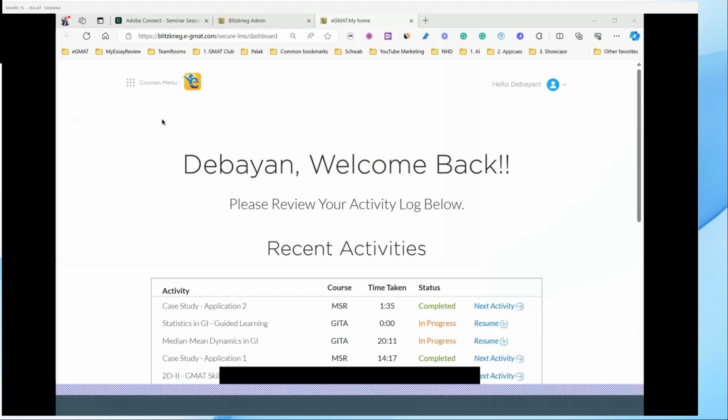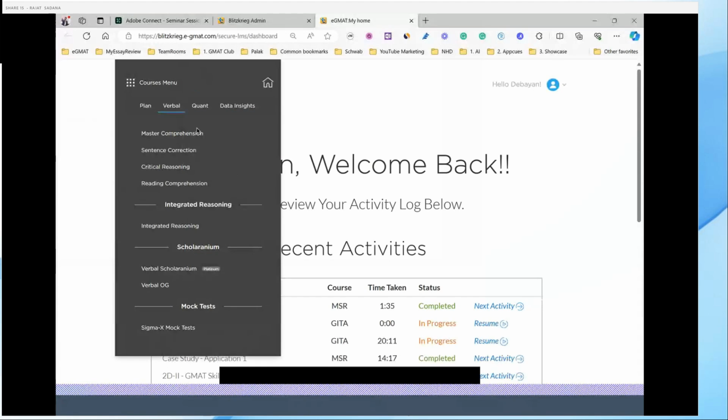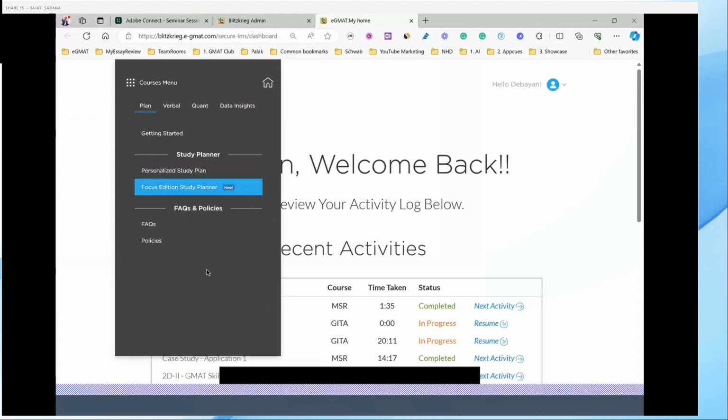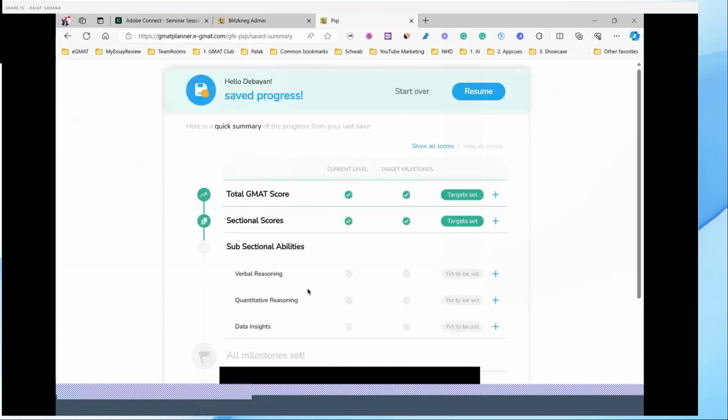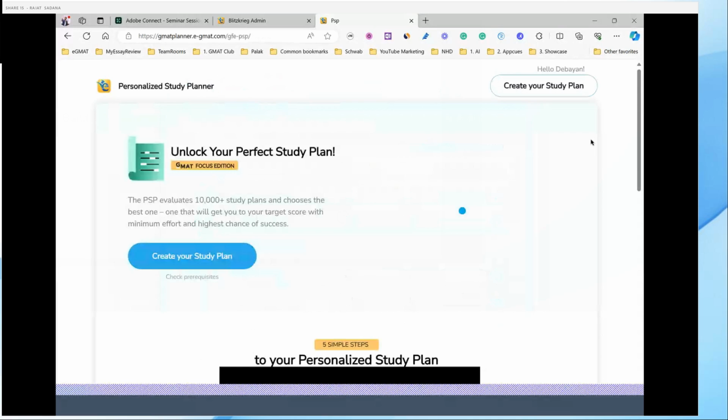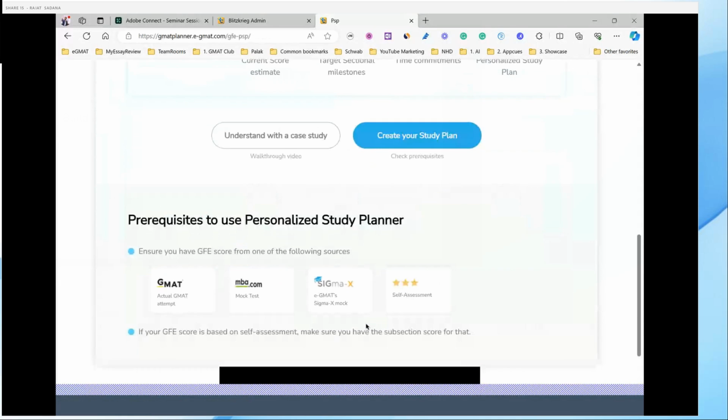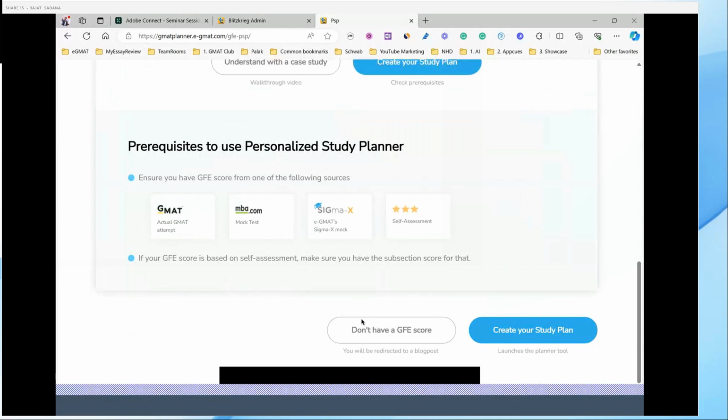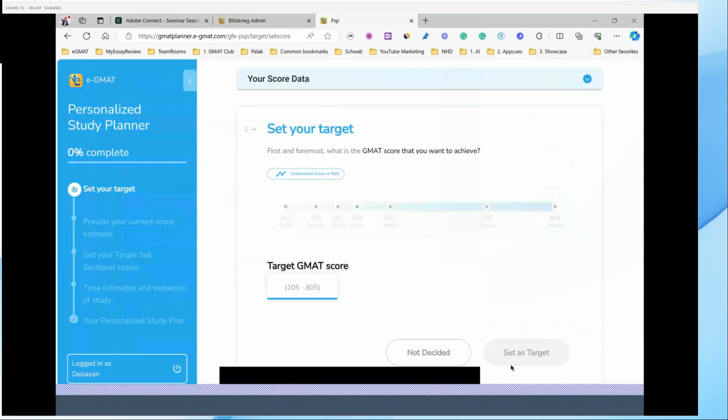When you log into your e-GMAT account, this is the screen that you see, and you go to your plan. You can go to your personalized study planner, and let's start over here. We're going to build that personalized study plan. You go to the screen. If you're an e-GMATer, you have access to this. If you're not an e-GMATer, you can request one. Let's create your study plan.